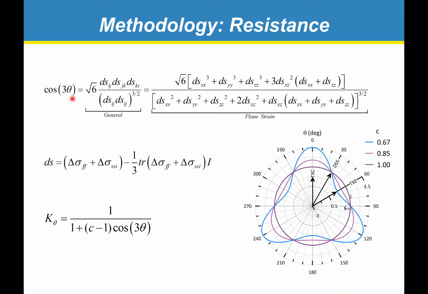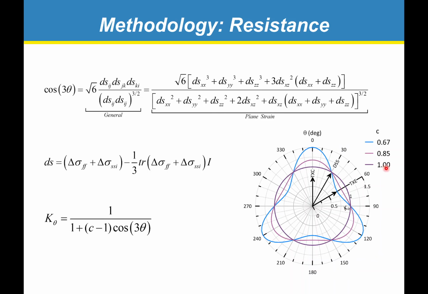This theta is basically an angle that will take a stress tensor and figure out what stress path you have. So this could be triaxial compression, direct simple shear, triaxial extension, or really anything in between. And then here's a plot for anisotropic strength depending on the stress path.